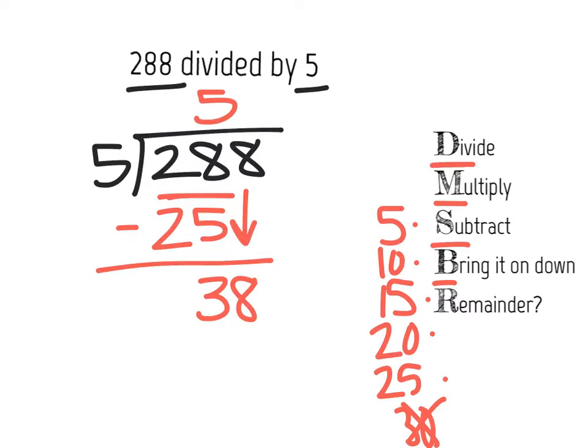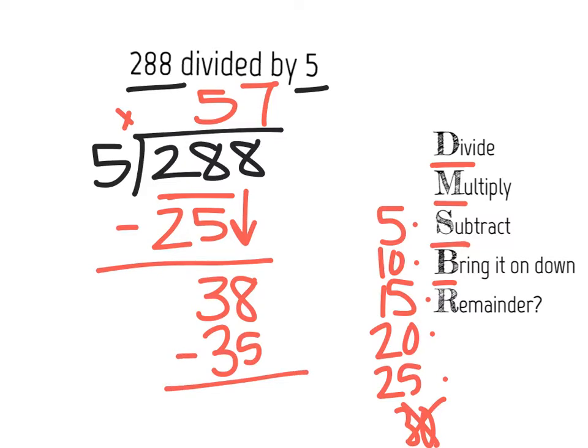So how many groups of 5 can we fit into 38 without going over? So 5, 10, 15, 20, 25, 30, 35, 40. Okay, 40 goes over. 35 is our closest. So that would be 7. So 7 groups of 5. Okay, multiply. 7 times 5 is 35.